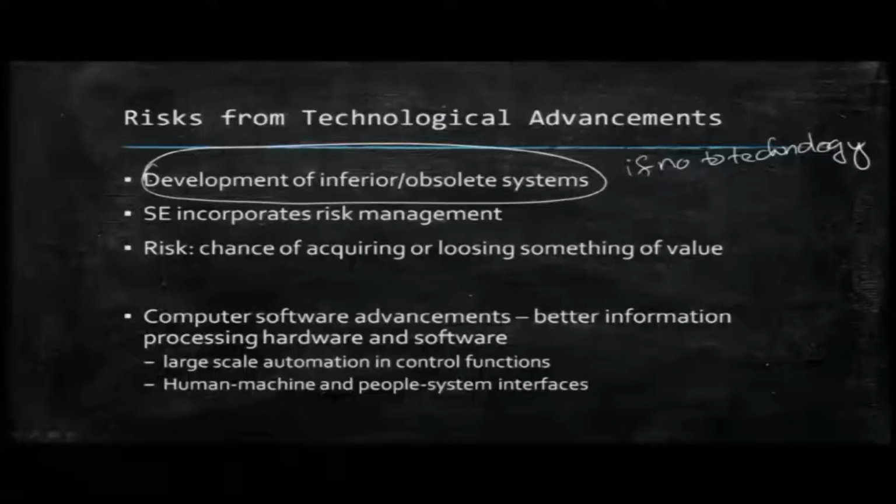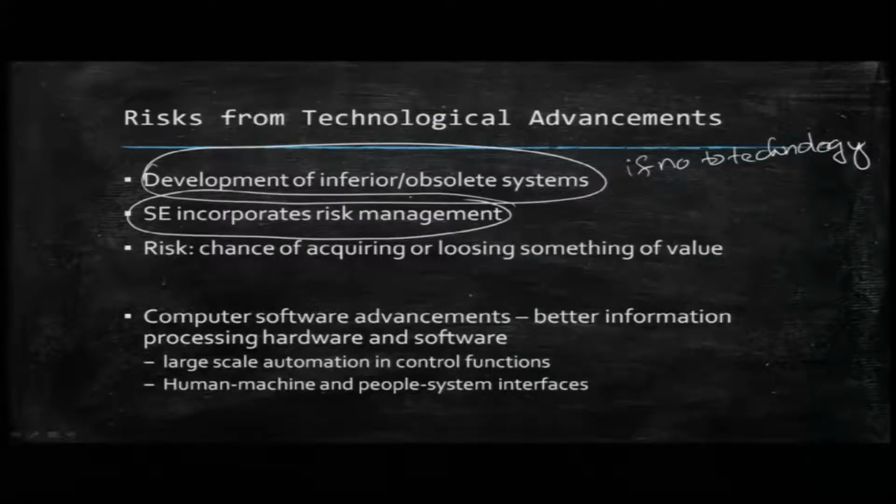So, an organization, if it needs to stay ahead of the competitors and develop products which the customer wants or needs, needs to embrace technological advancements as quickly as possible and assimilate them into the organization. Also, systems engineering beautifully incorporates the concept of risk management into the development of a new system. Risk, in a simple way to define it, is the chance of acquiring or losing something of value. So you could either gain or you could lose. It could be both.